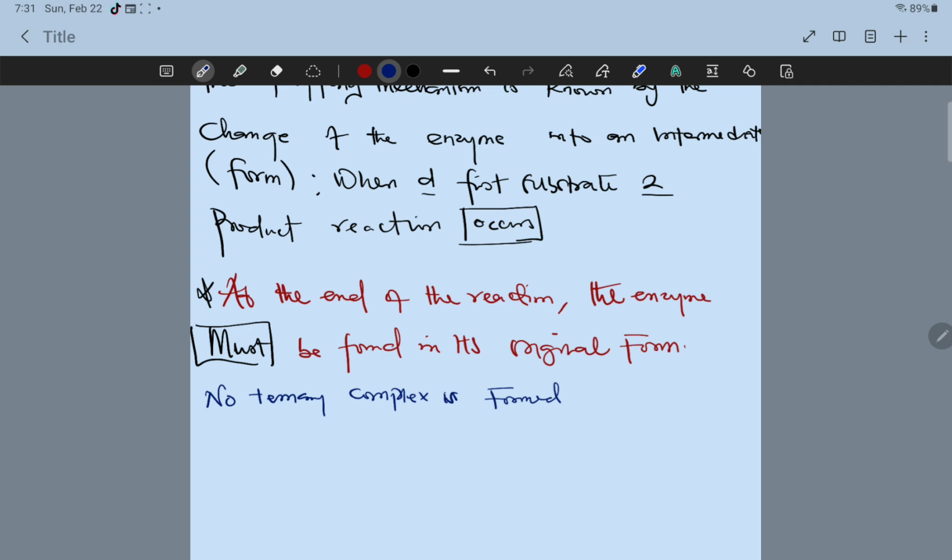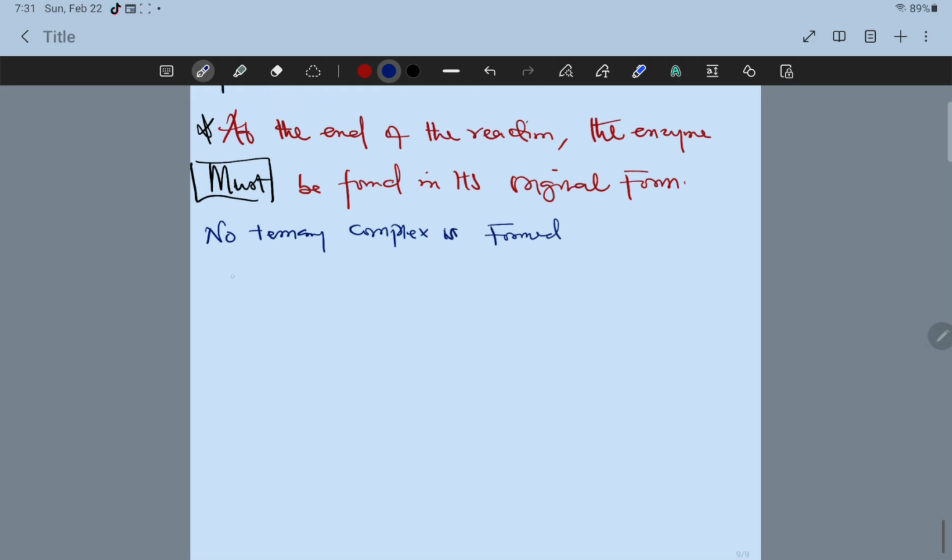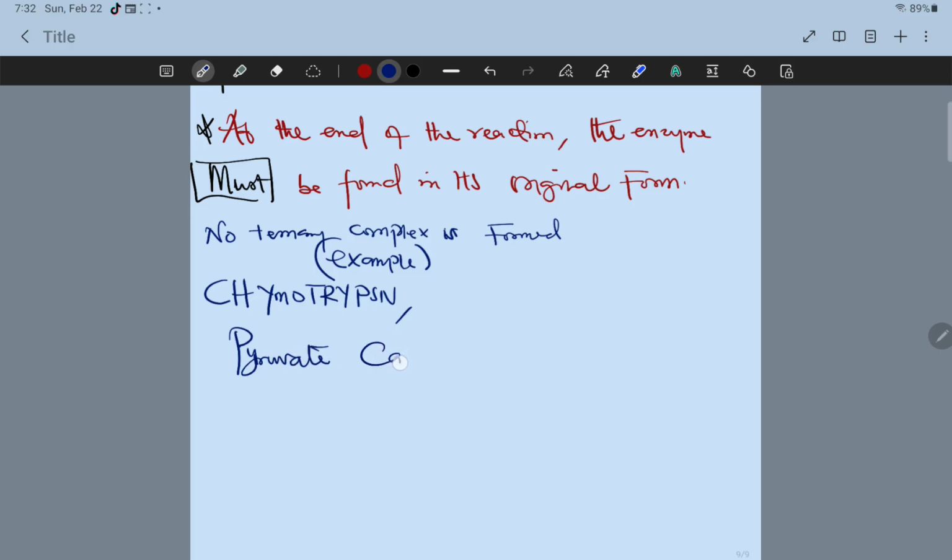So a classical example of this that does a ping-pong mechanism is what we call chymotrypsin. Another example of the ping-pong mechanism is pyruvate carboxylase. All right. In one of our videos, we'll go deeply into the explanation.